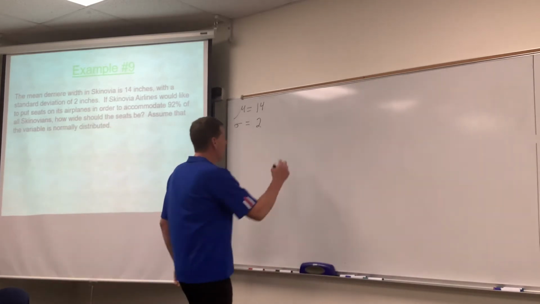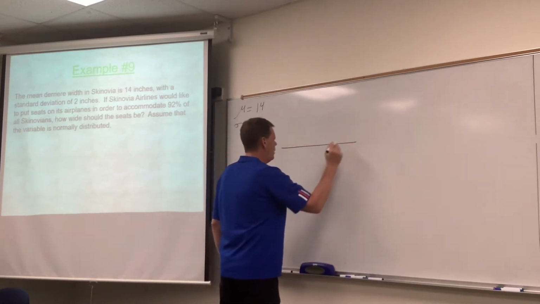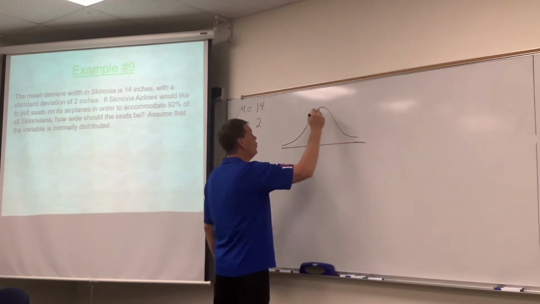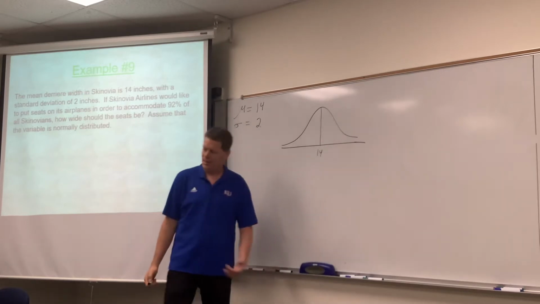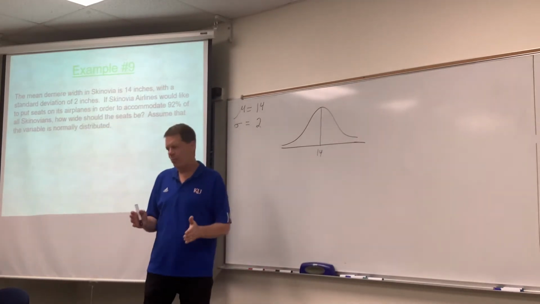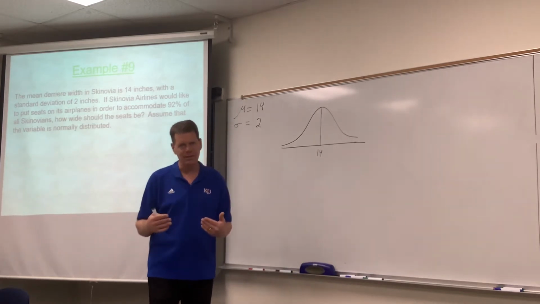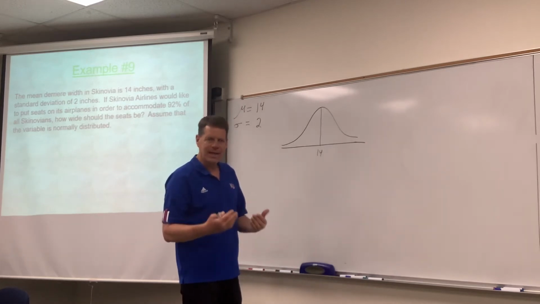We're told that this variable is indeed normally distributed, so we can put our bell curve picture up here. And we're told that the mean width is 14 inches. Now the question is, Scanovia Airlines wants to put seats in their airplanes that will accommodate 92% of all Scanovians. Again, I don't have a math formula for you as to where to put that x.